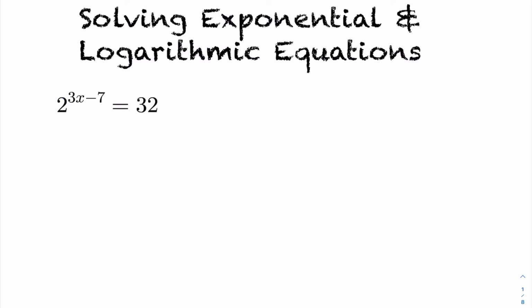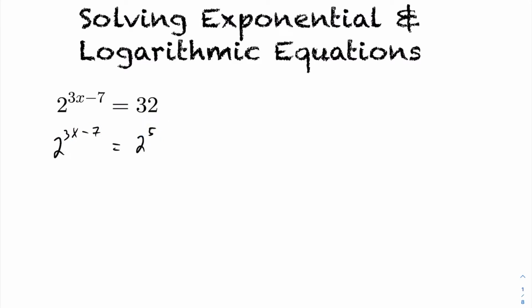Whenever you're solving exponential equations, the strategy is to get both the left-hand side and the right-hand side to be of the same base. Well, I can rewrite 32 as 2 to the power of 5. Doing so, you'll notice now we have the left-hand side is 2 to the power of 3x minus 7, and the right-hand side is 2 to the power of 5.